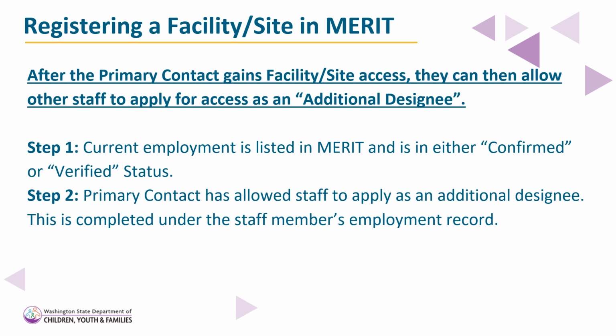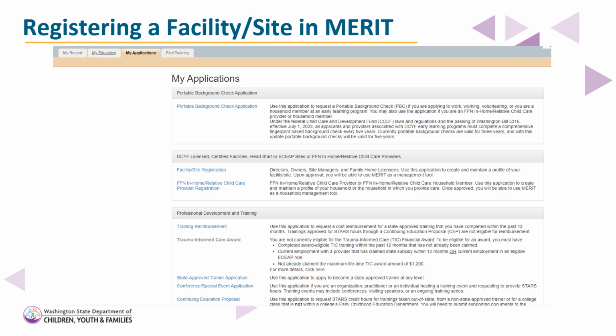Next, I will walk you through the steps on how to submit the facility site registration application. So let's take a look at the facility site registration application process. First thing you will need to do is log into your Merit account and locate the My Applications tab in your Merit record. Then click on the facility site registration application to get started.